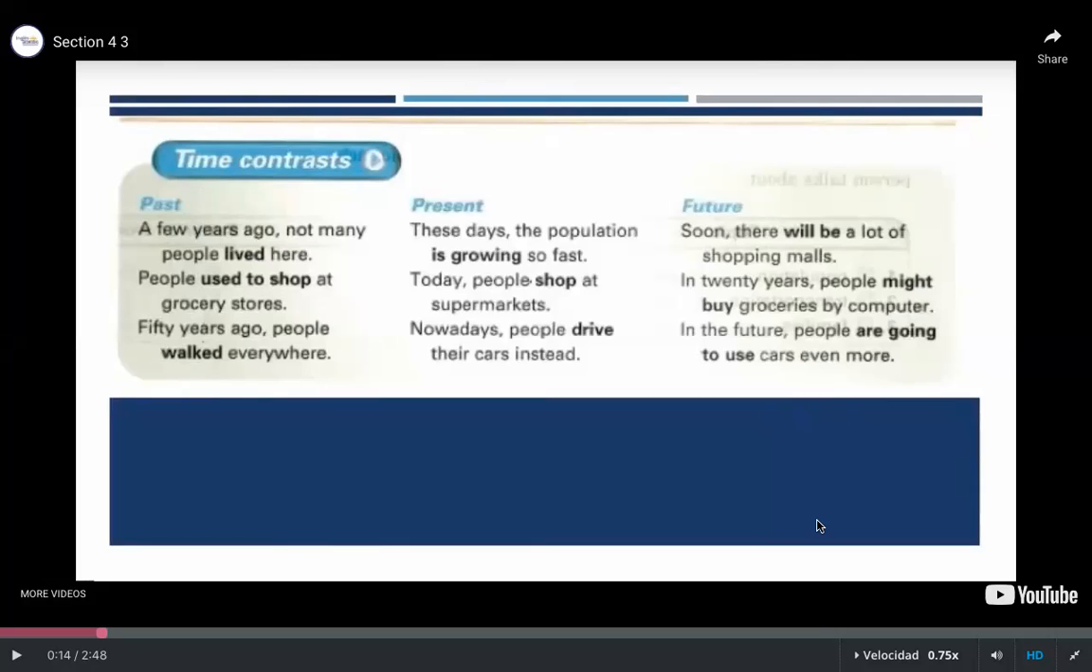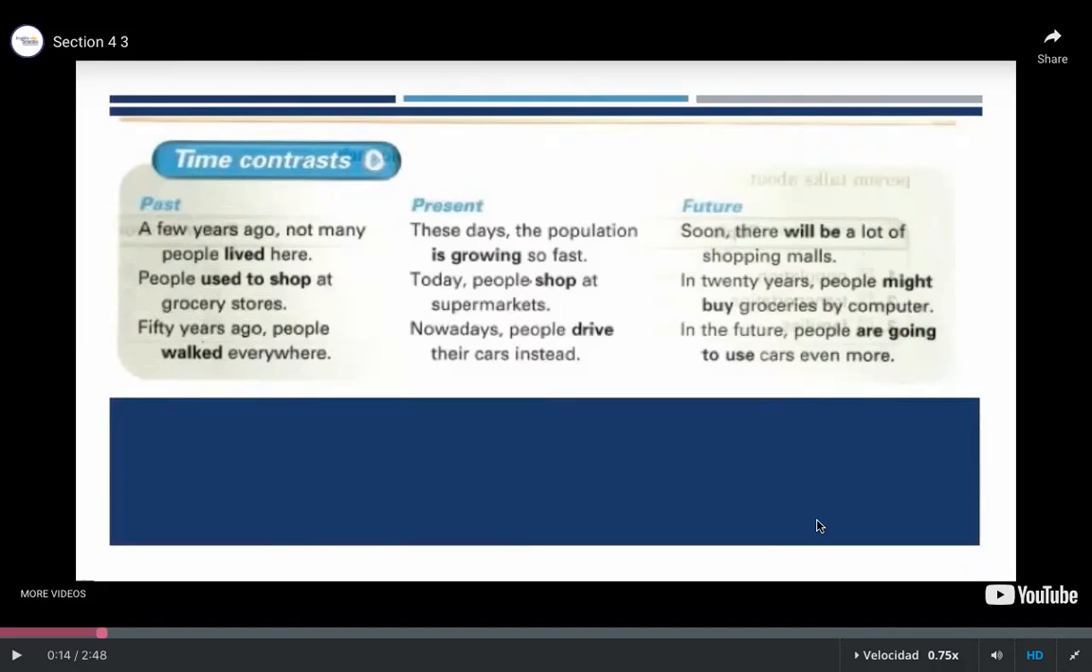Present is something that is happening right now and is a continuous action, or is just an action that we know is a general truth. For example, these days the population is growing so fast. This is present continuous, something that is happening right now and is not stopping. So today, people shop at supermarkets. This is a general truth, something that we know is totally true. So that's why we are using simple present.